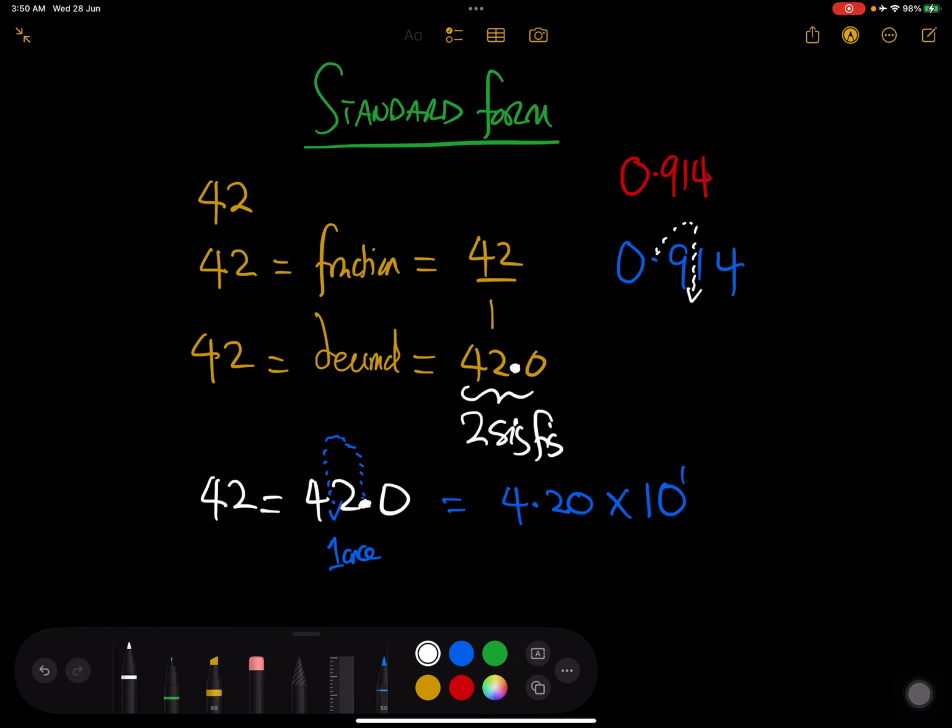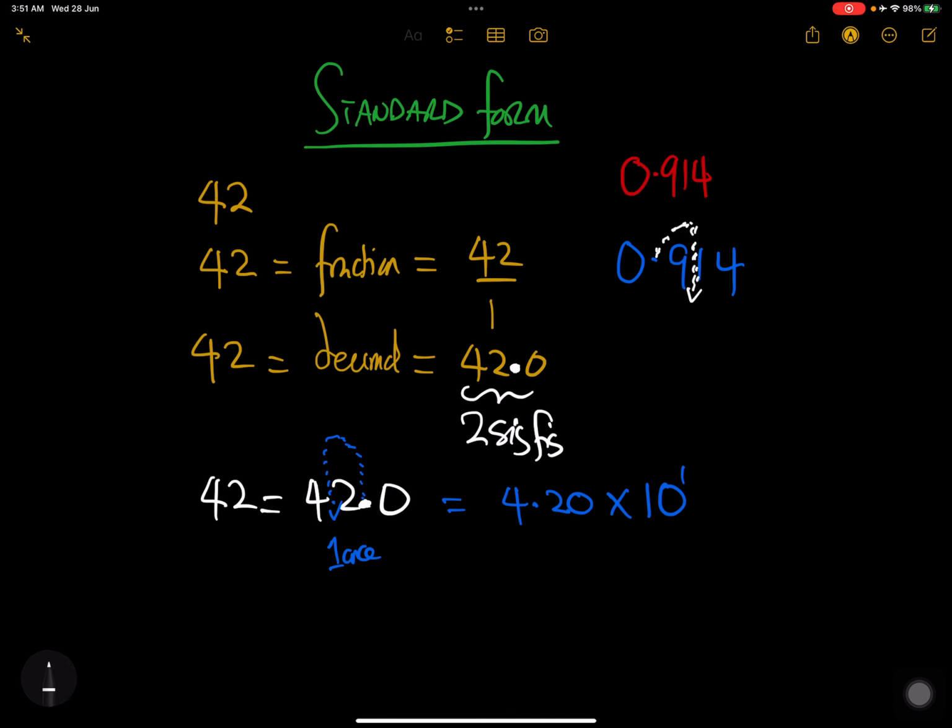So let's say that we move this one here. It's going to be 0, 9, then a dot, and then we have 14. But remember, 0 is not important, so it's going to be 9.14. But remember, we did it how many times? Once. And once we did it once, it's going to be 9.14 times 10 to the power negative 1. We've been able to convert this whole thing into standard form.